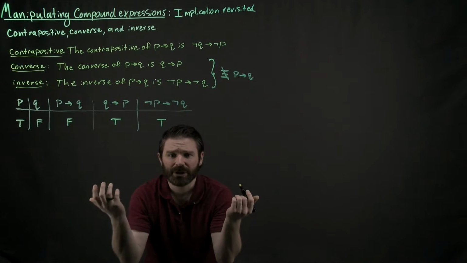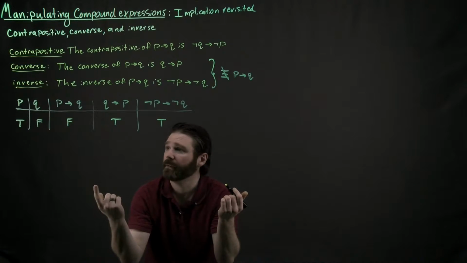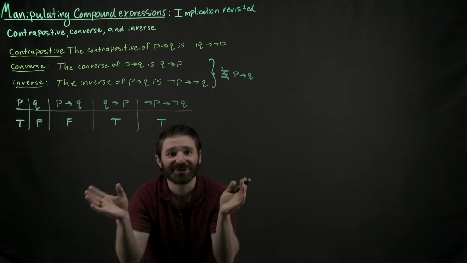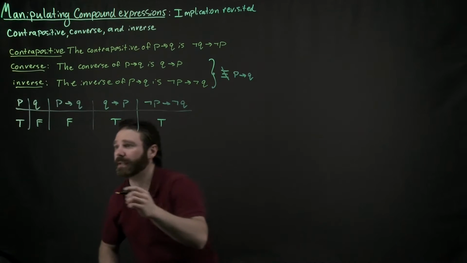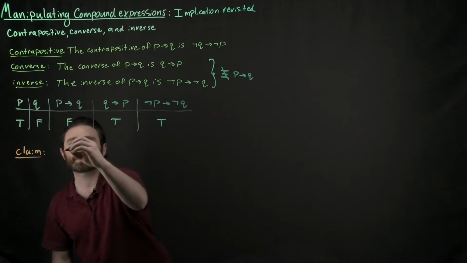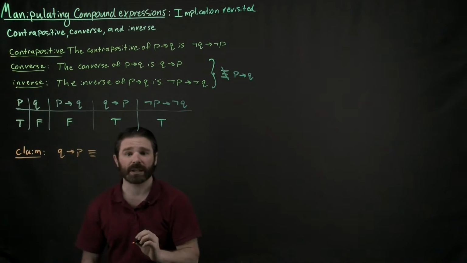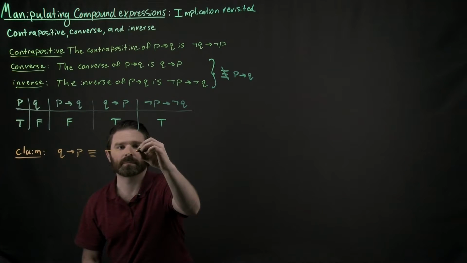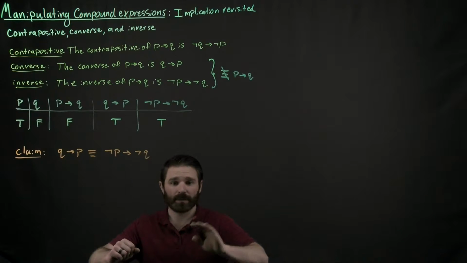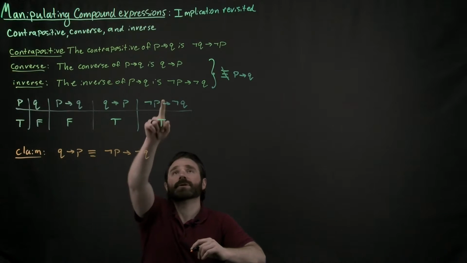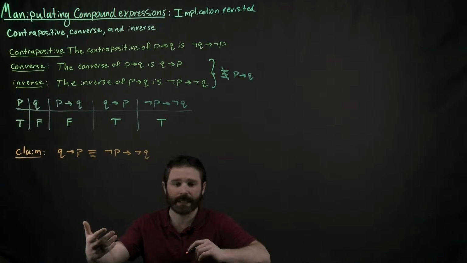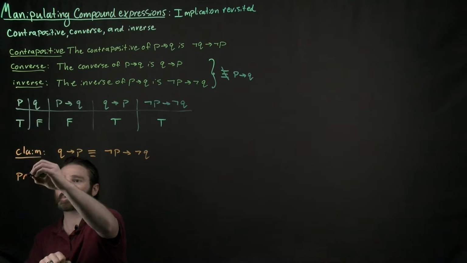However, what about the relationship between the converse and the inverse? It actually turns out that the converse and the inverse are logically equivalent to each other. So I claim that the converse is logically equivalent to the inverse. The proof of this follows almost identically the proof showing that the original statement P implies Q is logically equivalent to its contrapositive. All I need to do is start writing down some definitions. So the proof of this is as follows.